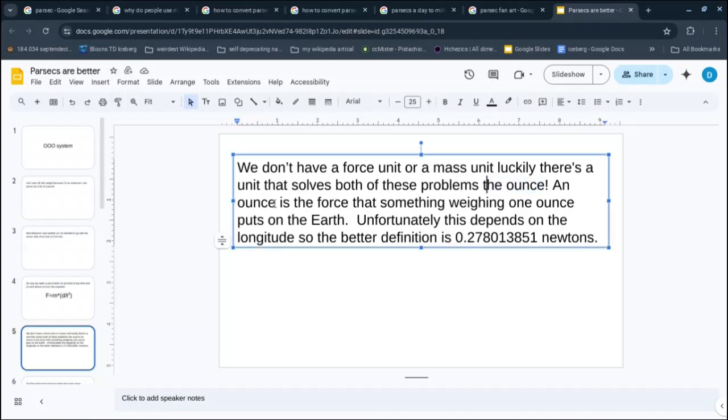An ounce is a force unit that is something weighing 1 ounce when put on Earth. Unfortunately, this depends on the longitude due to centrifugal forces and the Earth not being a perfect sphere. So a better definition is 0.278013851 newtons.